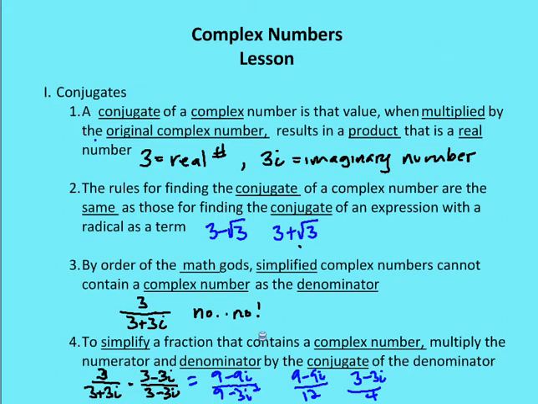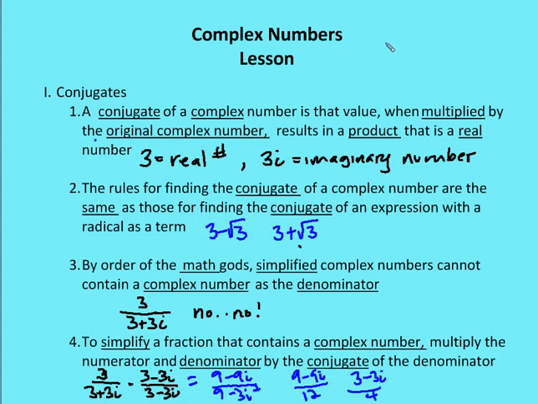So what we're going to end up doing is multiplying both the numerator and denominator by the conjugate of the denominator, which in this case is going to be 3 minus 3i. So I multiply 3 times 3 minus 3i. In the numerator, I get 9 minus 9i. In the denominator, remember, it's just the same as the difference of 2 squares. So 3 plus 3i times 3 minus 3i is the same as a squared, which is 9, minus 3i squared.